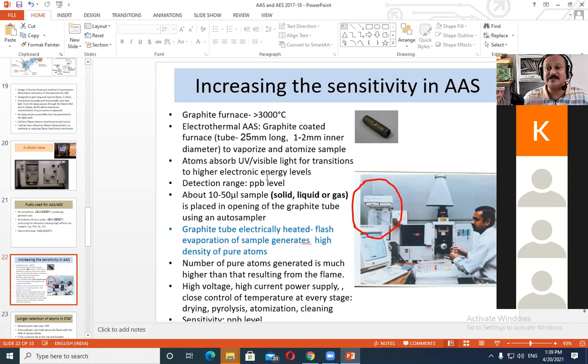But the furnace I am talking about for the atomic absorption spectrophotometer, how big could that be? Any idea? I'm just asking a question, not a very serious one, just to create a little interest in your mind. What could be the size of a graphite furnace used in an atomic absorption spectrophotometer?